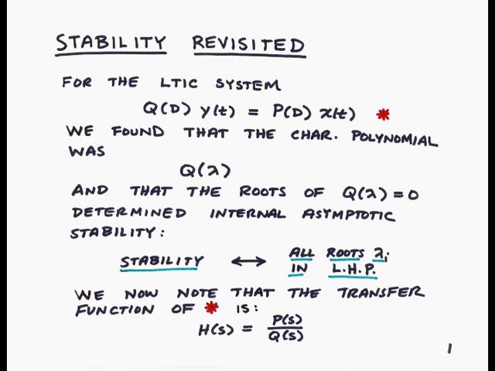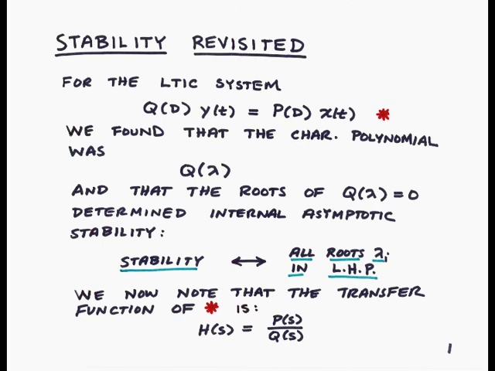Let's start with our linear time invariant continuous time system governed by a differential equation, Q of D times y of t is P of D times x of t. We found that the characteristic polynomial of this was Q of lambda, and it was the roots of this characteristic polynomial, Q of lambda equals 0, that determined the internal asymptotic stability. We found that internal asymptotic stability was equivalent to all roots, all characteristic values, in the left half plane.